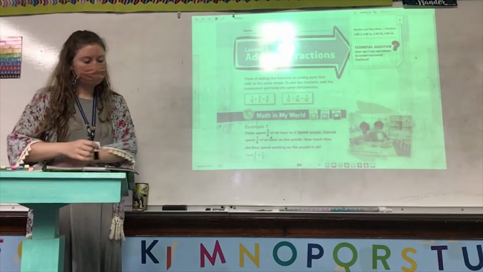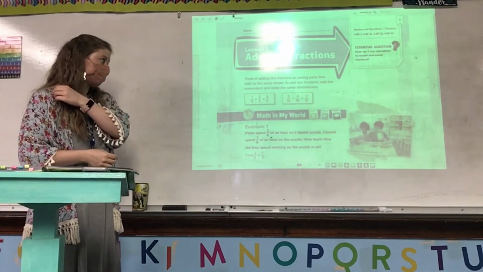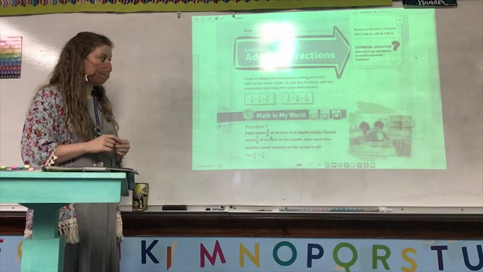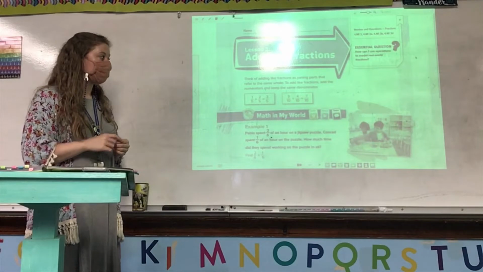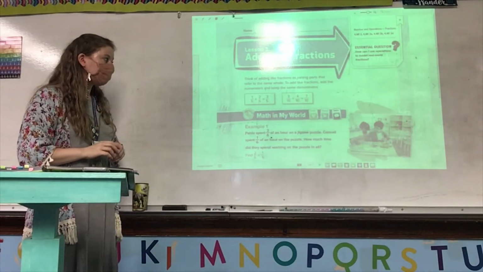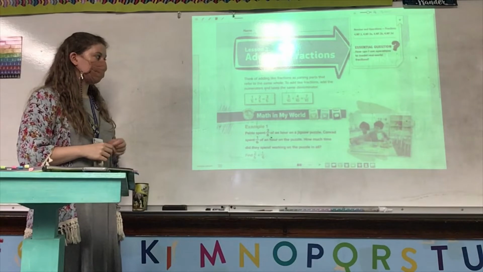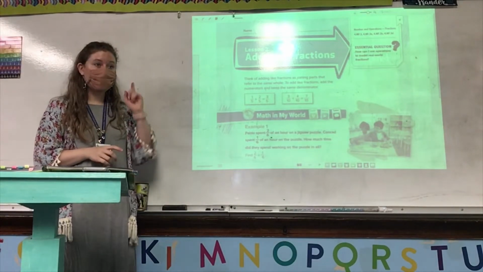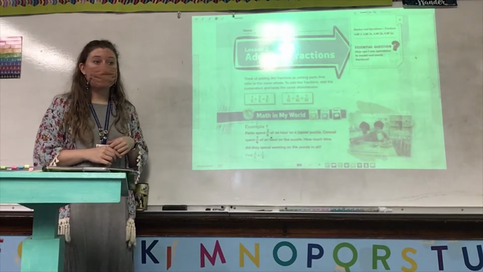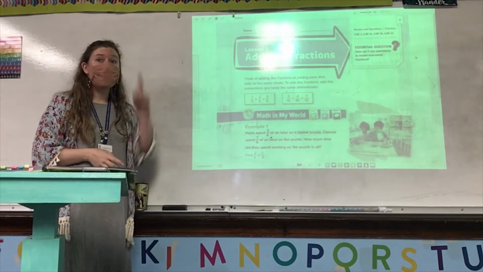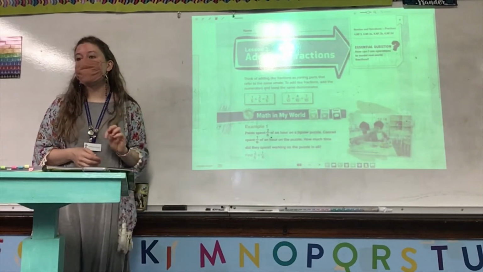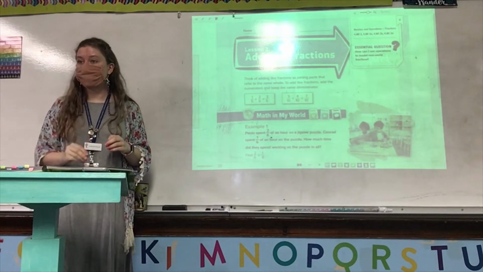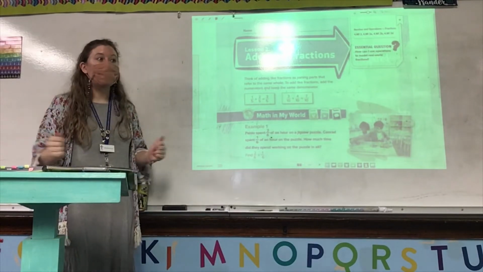Think of adding like fractions as joining parts that refer to the same whole. To add like fractions, add the numerators and keep the same denominator. That's all you do. Step 1, add the numerators. Step 2, the denominator stays the same. And then we have step 3, which is check for simplest form. So step 3 will always be check for simplest form, which means put the answer in simplest form.